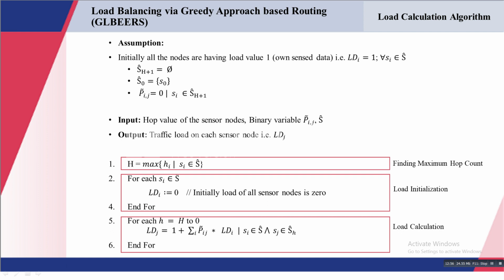LDG is equal to 1. Here 1 is showing the load of a particular sensor node itself, its own load, and this is the load value which it is receiving from the child node. So Pij into LDI, where the Pij value will be either 1 or 0, as we have seen while discussing the block diagram. Pij will be either equal to 1 or 0, where Si belongs to S and Sj belongs to Sh, and that's how the loads are calculated.